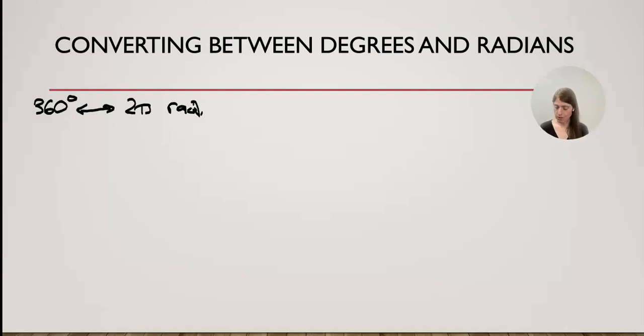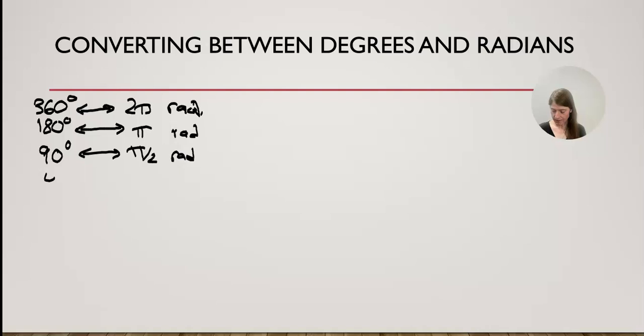So if we think about 180 degrees, that is half a circle, and then that means our radian measurement is pi radians. Similarly, if we keep on cutting in half, 90 degrees is going to be pi over 2 radians. And if we cut in half again, then we can think about pi over 4.